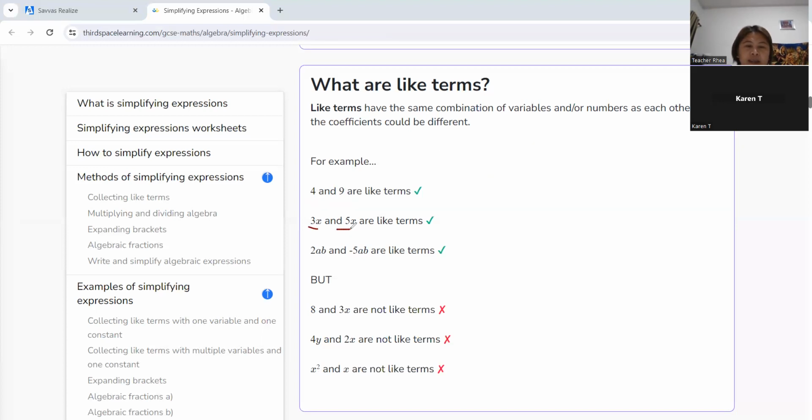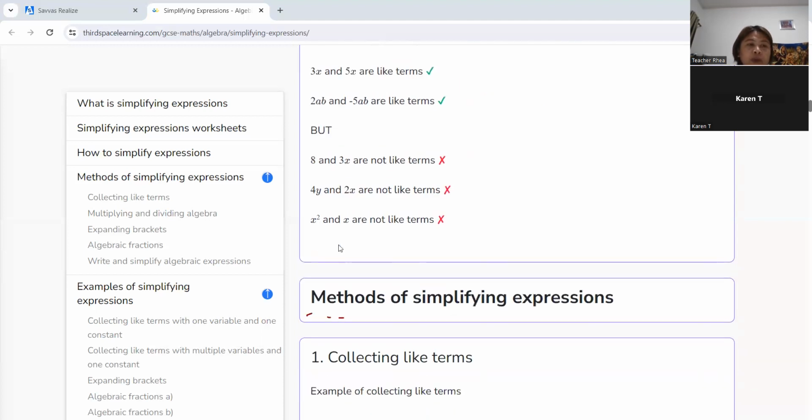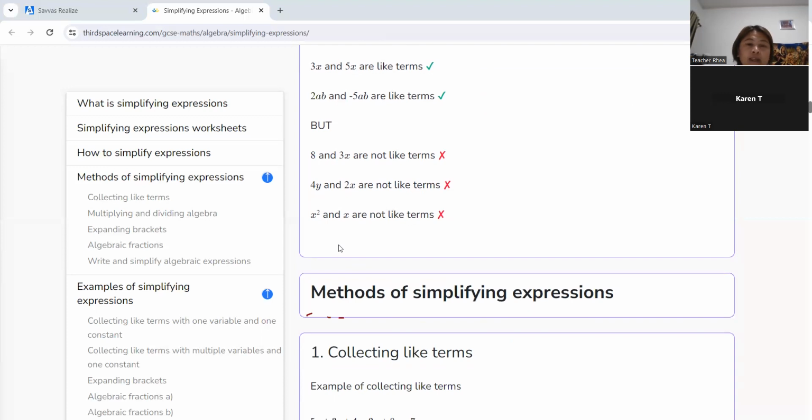3x and 5x are like terms. So 2ab and negative 5ab are like terms. But 8 and 3x are not like terms, because 8 doesn't have a variable x, and 3x has a variable x. So they are not like terms.